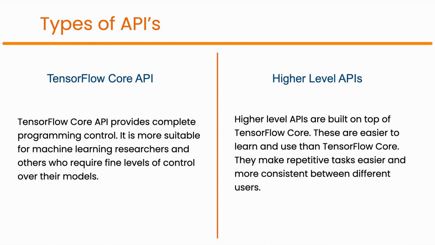High-level APIs are built on top of TensorFlow Core. These are easier to learn and use than TensorFlow Core. They make repetitive tasks easier and more consistent between different users. High-level APIs such as tf.contrib.learn help you to manage datasets, estimators, training, and inference.